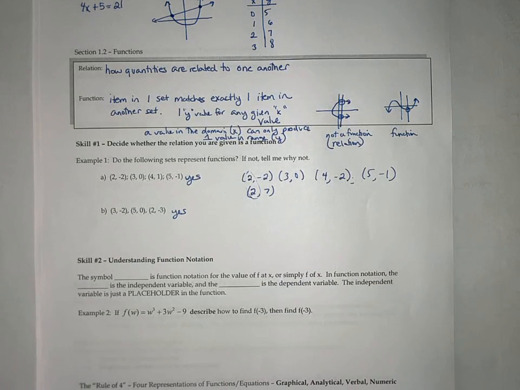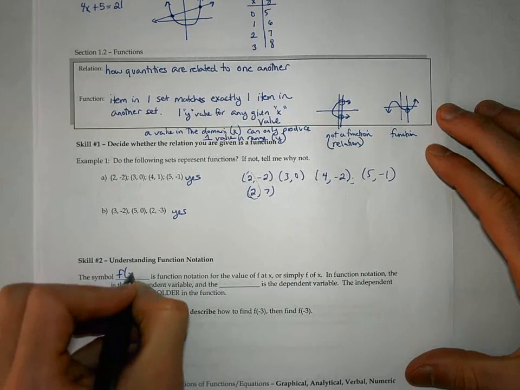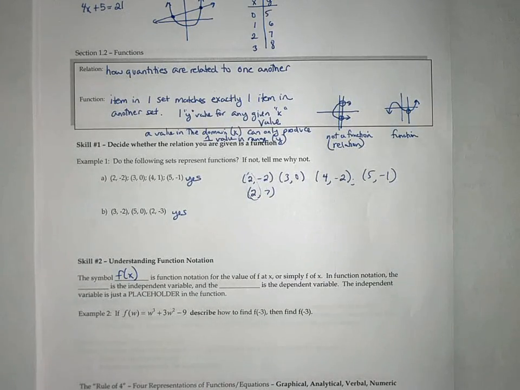Once again, all my x's go to only one value in the range, or one value for the y's. The second concept is function notation. When we get to function notation, we talk about f of something, f of a variable, and specifically, we talk about f of x. The symbol f of x is function notation for the value of f at x, or simply f of x.